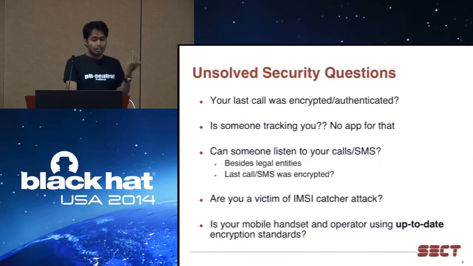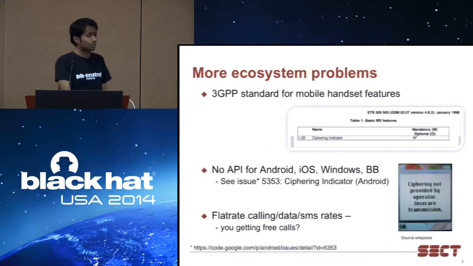Question: lastly, is your mobile handset, or manufacturer, or the operator using up-to-date encryption standards? After the Snowden stories, we know the capabilities of the NSA, or maybe other agencies, that they can decrypt A5/1. Of course, it's publicly known that A5/1 can also be decrypted using some standard methods. But have all the operators upgraded their systems to A5/3, or whatever the current standard is? How do you check that? So these are some unsolved questions.